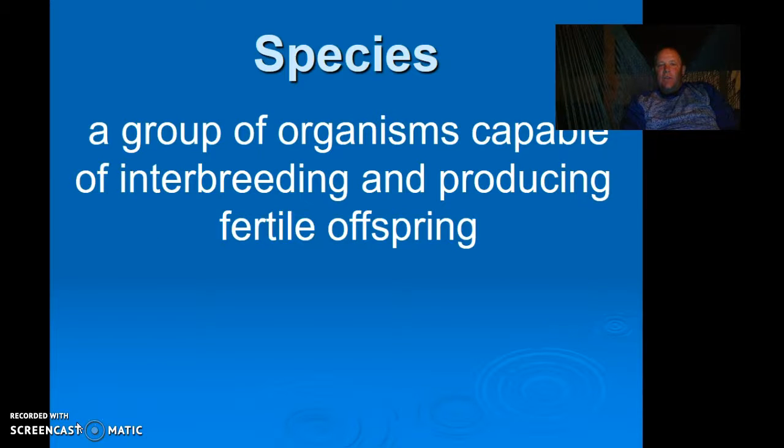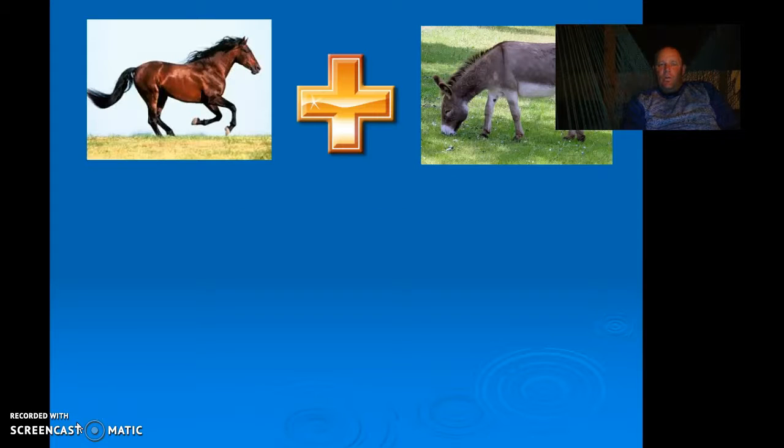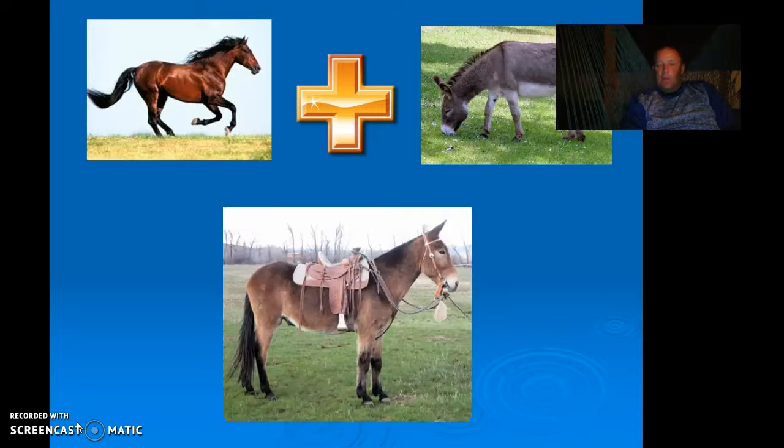Next, we talk about species. With species, what we have is a group of organisms capable of interbreeding and producing fertile offspring. So we can combine different animals together. If we look at this example, we get a horse and a donkey, and it becomes a mule. However, mules cannot have babies. They are sterile. They can't produce fertile offspring between the horse and the donkey. Therefore, they are, as a mule, not a species.